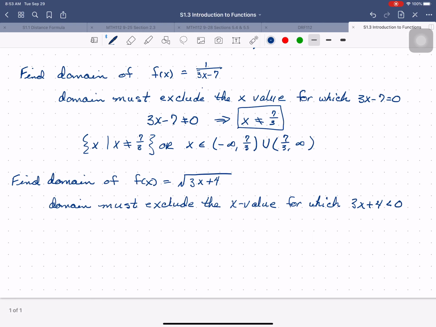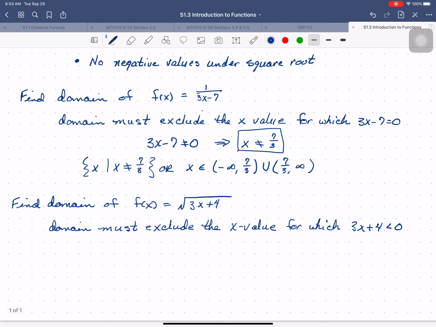Now notice that it can equal 0, it just can't be less than 0. So what we're going to do is write that 3x plus 4 must be greater than or equal to 0, because those are the allowed values. Which means that if we do a little work, x has to be greater than or equal to -4/3. This is a statement of the domain. To write this in set builder notation, you would write that the domain is the set of all x's such that x is greater than or equal to -4/3.